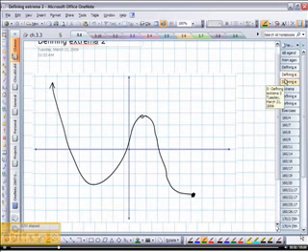In this function, we have a local min here, and the derivative is 0. No local max because there's no point there. This is an absolute minimum, so it's at an endpoint, and there is no absolute maximum because this goes off to infinity.